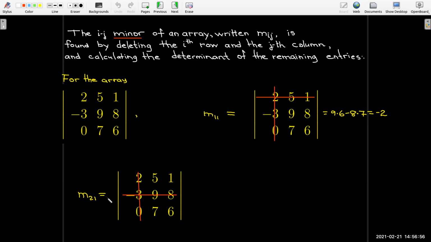Let's do another example. So the M sub 2,1, remember, is the second row, first column. So I've crossed out the second row, crossed out the first column. That leaves 4 entries left, which I'll put into a 2x2 determinant. And using my formula, I'll take 5 times 6 and subtract off 1 times 7. And that gives me what? 30 minus 7 equals 23.